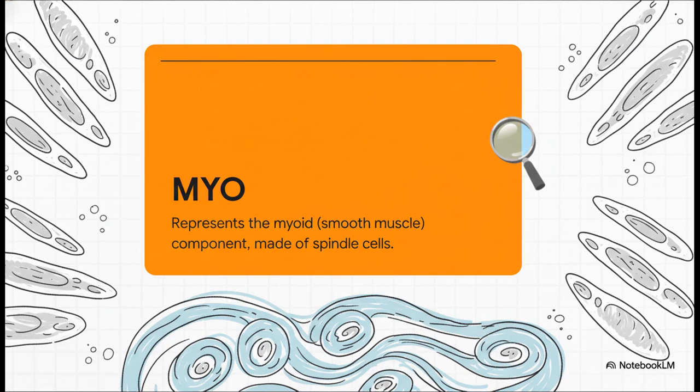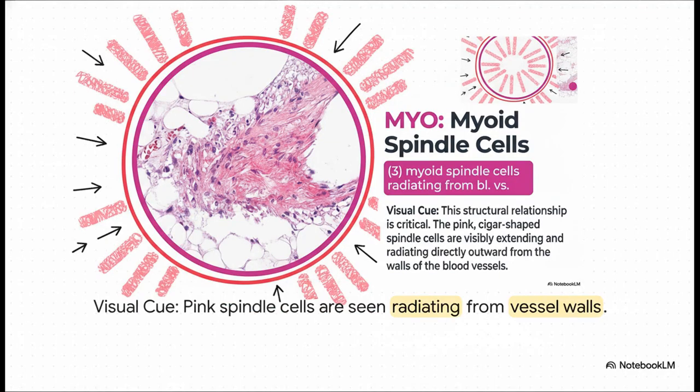And that brings us to our third and final piece, myo. This is all about the myoid, or smooth muscle, part of the tumor. These are cells that are typically long and thin, which is why we call them spindle cells. Now, this is absolutely crucial. It's not just about finding these pink, kind of cigar-shaped muscle cells. It's about where you find them. See how they look like they're growing or radiating right off the walls of those blood vessels we just identified? This really close relationship between the muscle and the vessels is a total hallmark feature.